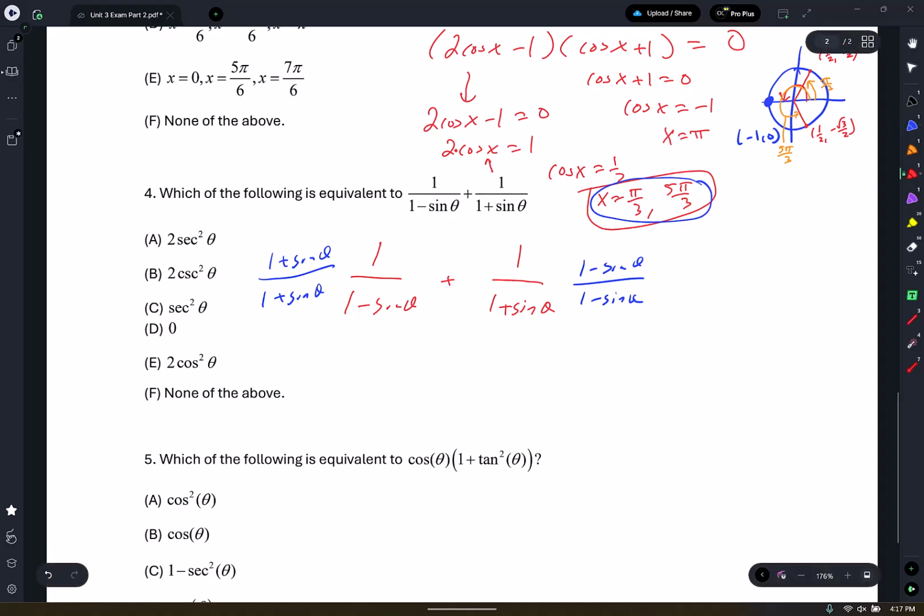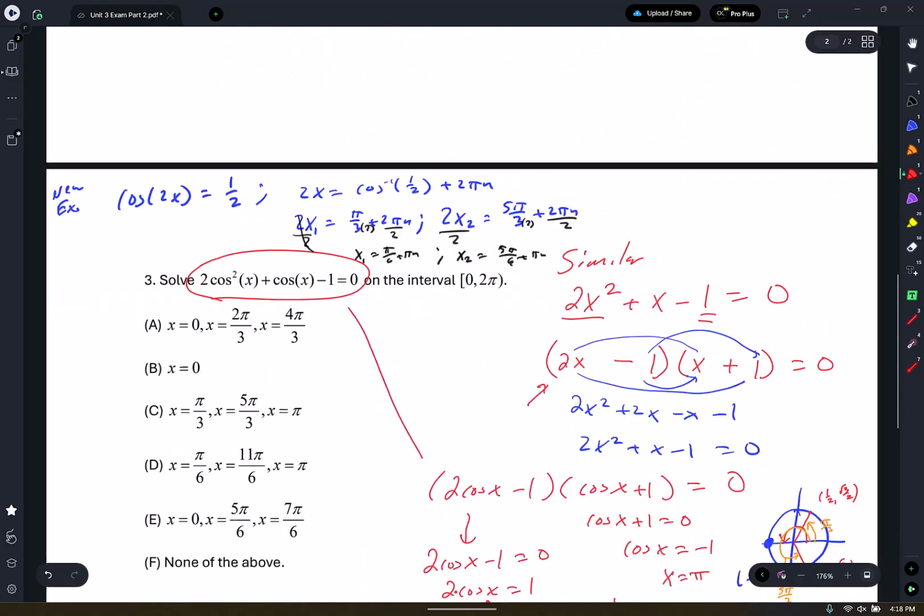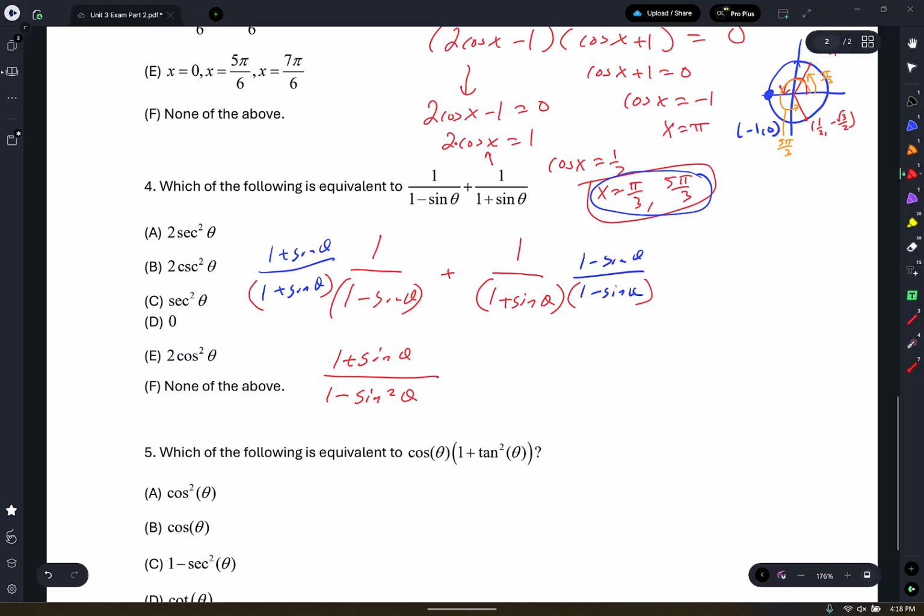When you do that, here's what you're going to get. Maybe put parentheses here. You guys can see this is like the difference of squares. In the numerator, you're going to get 1 plus sine theta. And in the bottom, you're going to get 1 plus sine theta times 1 minus sine theta, which is 1 minus sine squared theta. I did take a shortcut. Are you guys okay with that, or do you want me to explain how we got the 1 minus sine squared? Explain it? Okay.